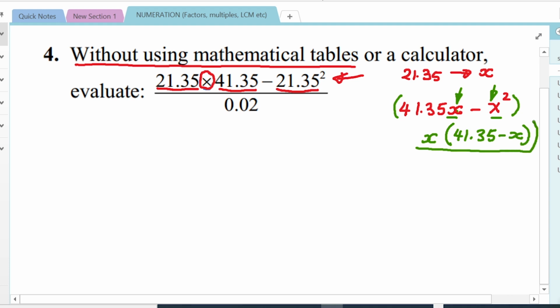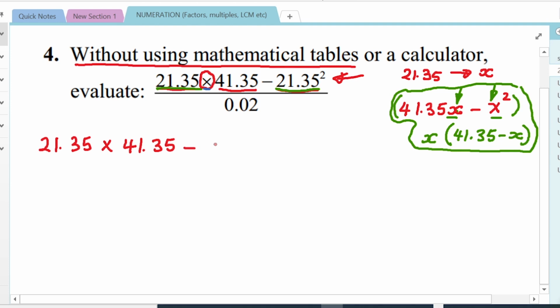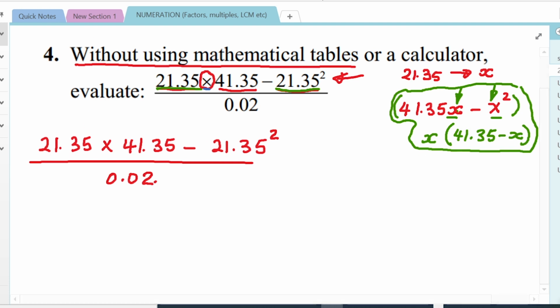This factorization is what they are testing. They want you to see if you know this. Only that this time they've not given you x, they've given you a number that is similar. Let me try and rewrite this here: 21.35 multiplied by 41.35 minus 21.35 squared, divided by 0.02. So of course, this common number, we put it outside the brackets. It's the common factor.